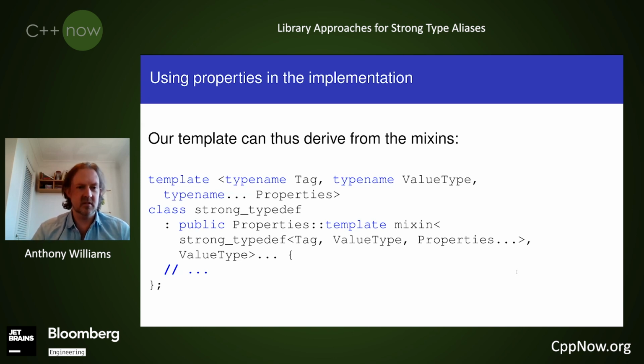And then obviously, that will then expand. For each property, it will instantiate the mixin template. And they will all become the base classes. And so our typedef will have as many base classes as it has named properties. And then, of course, it has the basic members that we saw on the previous slide.